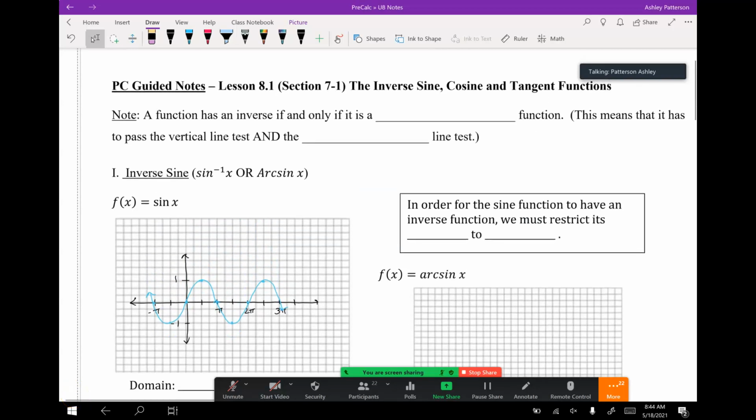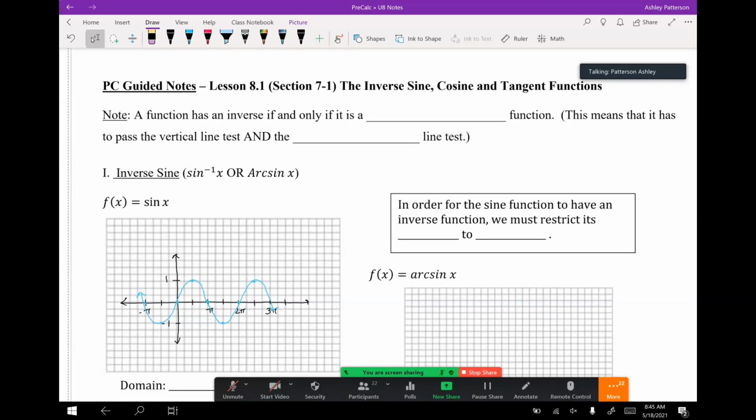Okay, so we are talking about inverse sine, cosine, and tangent functions. Note, a function, remember, by definition is where your domain elements don't repeat. So it passes that vertical line test, yeah? What it means is, for every input, for every x value, there is one and only one corresponding y value. So a function has an inverse if and only if it is a one-to-one function.